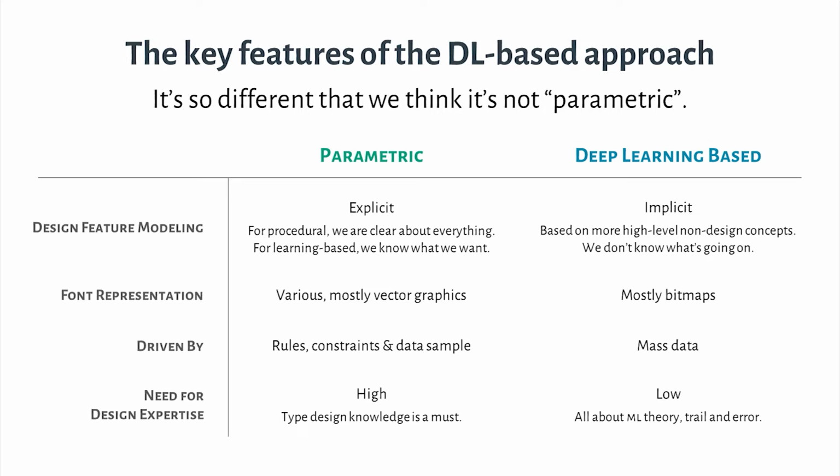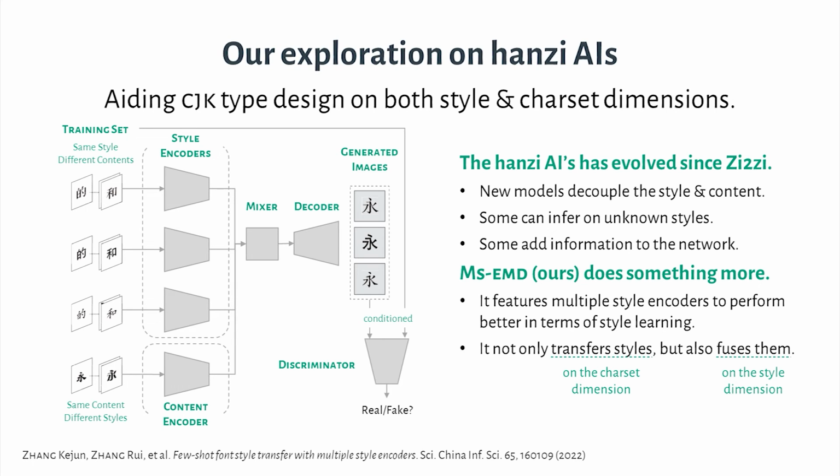The parametric methods are usually compatible with vector graphics, but current deep learning-based approaches work mostly on bitmaps. Parametric methods are driven by rules, constraints, or data samples, but the Hanzi AIs only work on metadata. This also means that parametric methods generally require a higher expertise in type design than the deep learning-based methods. The Hanzi AIs have evolved much since zi2zi.